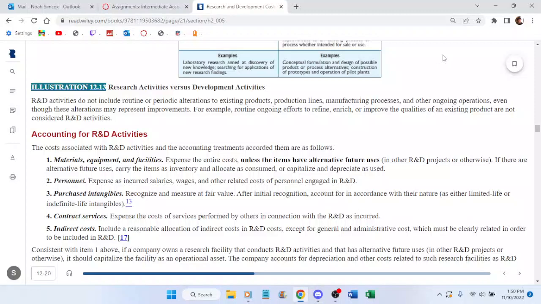R&D activities do not include routine or periodic alterations to existing products, production lines, manufacturing processes, and other ongoing operations, even though these alterations may represent improvements. For example, routine ongoing efforts to refine, enrich, or improve the qualities of an existing product are not considered R&D activities. Accounting for R&D activities.